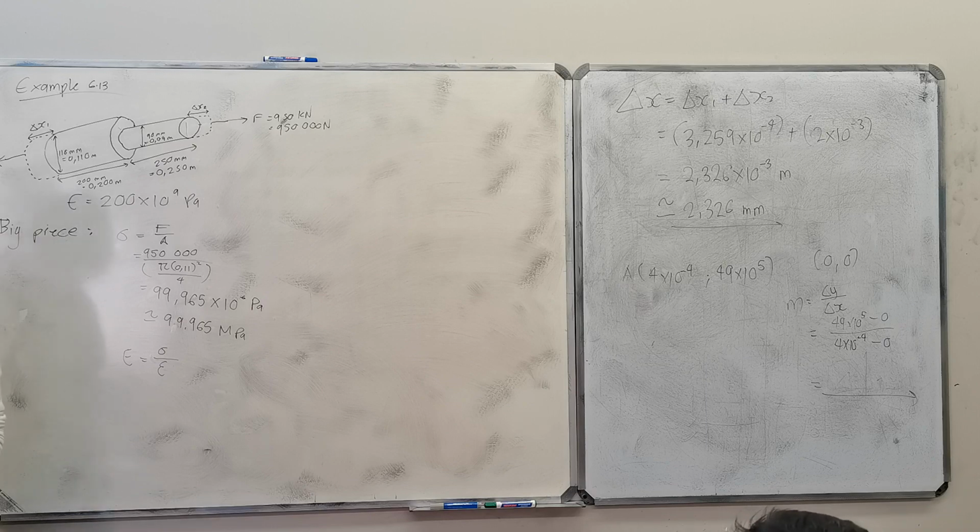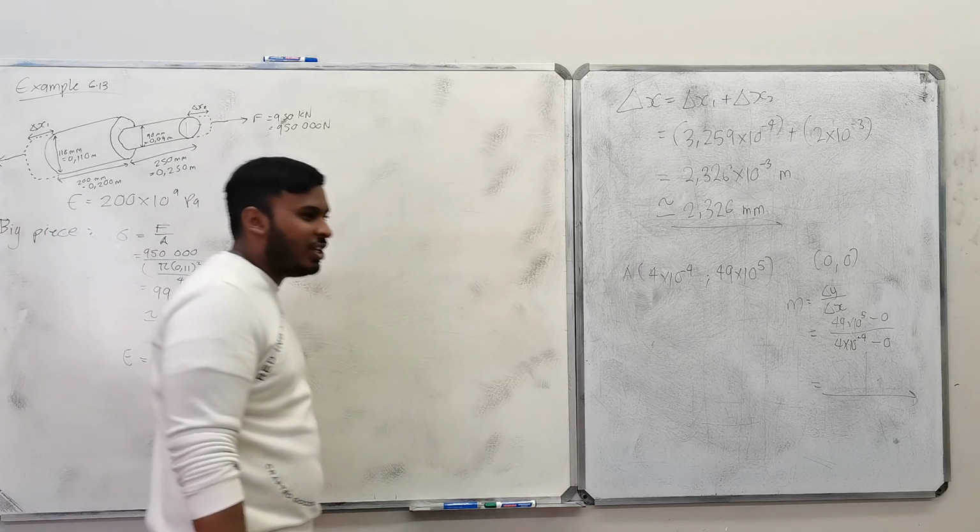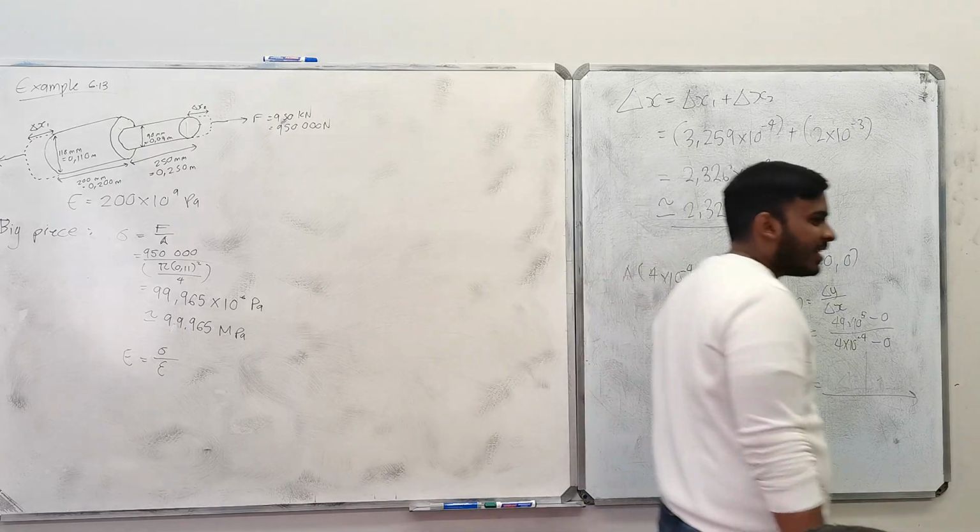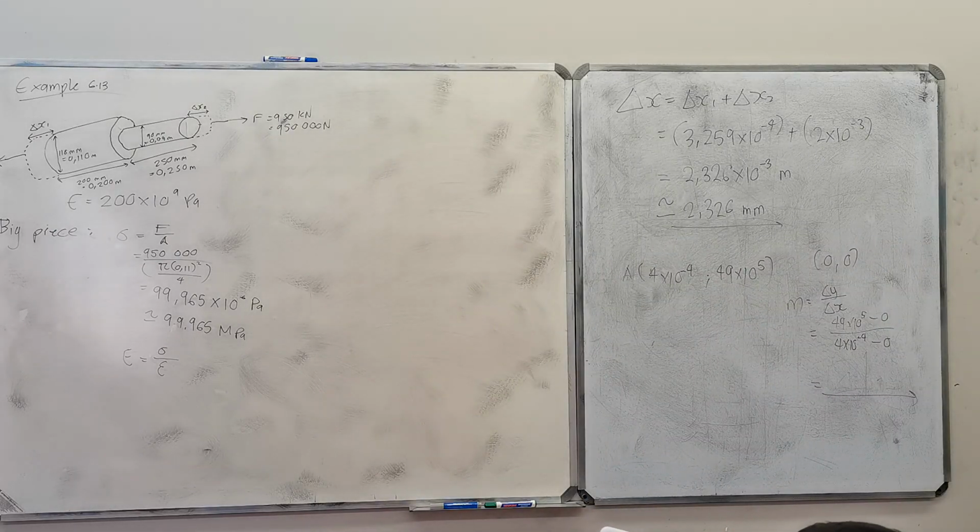On your calculator, there's a button that says ENG. You just press it. Not shift, just ENG. Oh, okay.